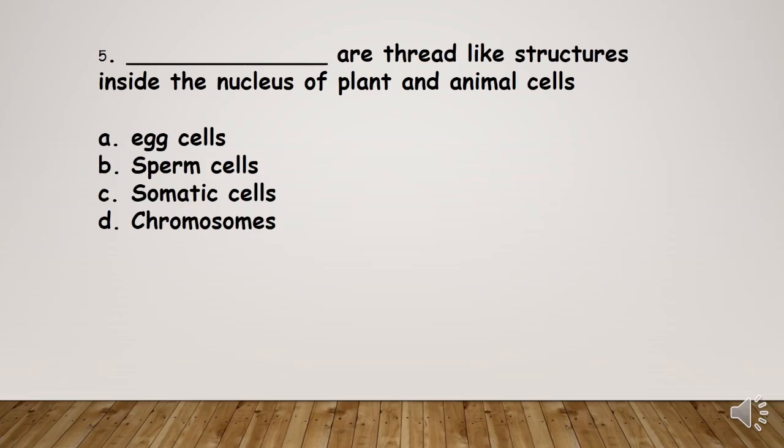Okay, let us proceed. Question number 5. Blank are thread-like structures inside the nucleus of plant and animal cells. Letter A, is it egg cells? Letter B, sperm cells. Letter C, somatic cells. And letter D, chromosomes. 5 seconds. Okay, let us see if you got it right. The correct answer is letter D, chromosomes. Very good.